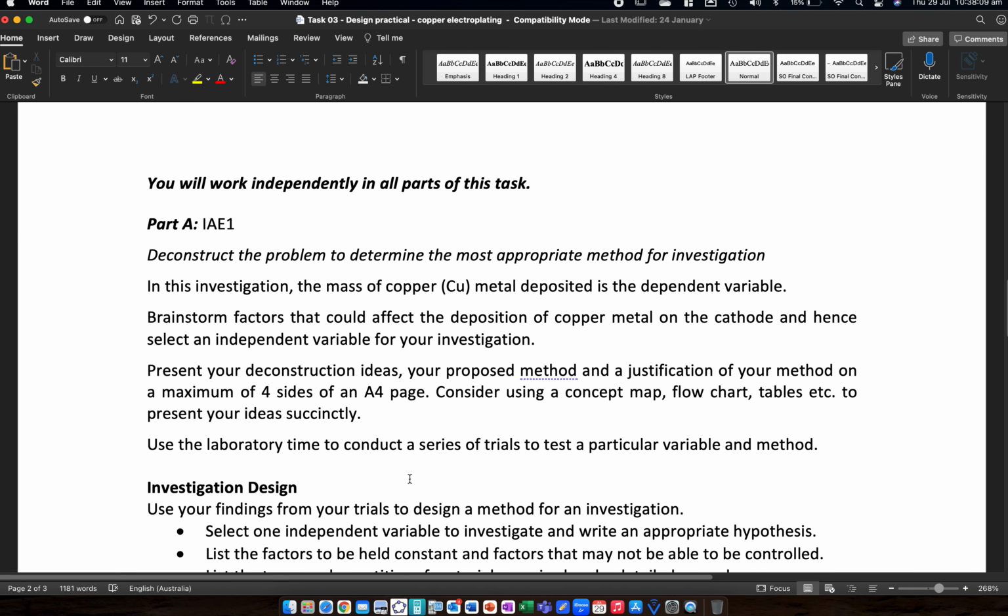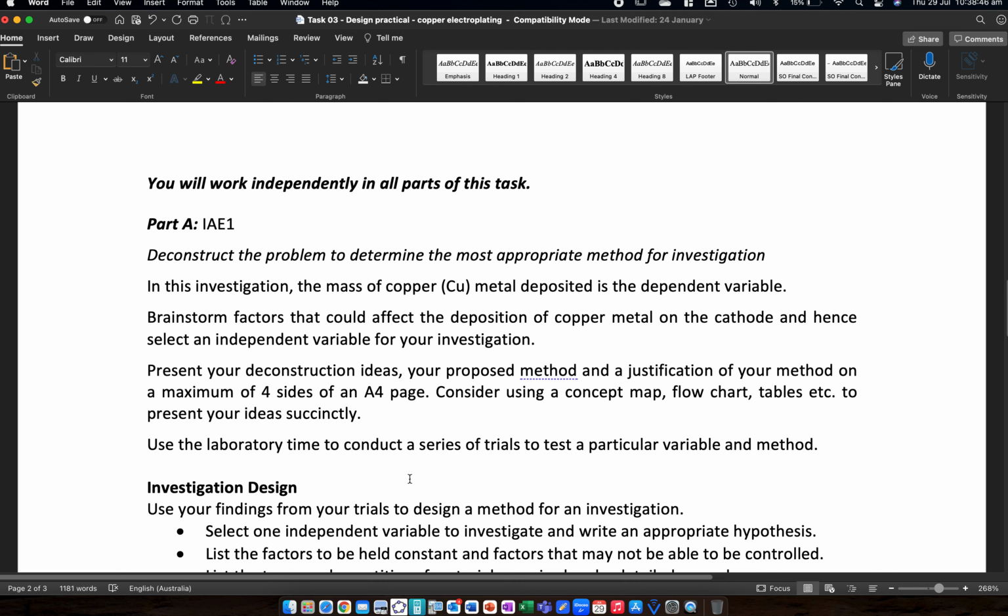So what do you have to do? You need to deconstruct the problem. You've all done deconstructs in other subjects. Importantly, you've got 4 pages, not 4 double-sided, so a maximum of 4 A4 pages to do it. You should absolutely consider using concept maps, flow charts, tables. Tables in particular are good because you can summarize data. Dot points. It's not an essay. It's not a report. It's information.